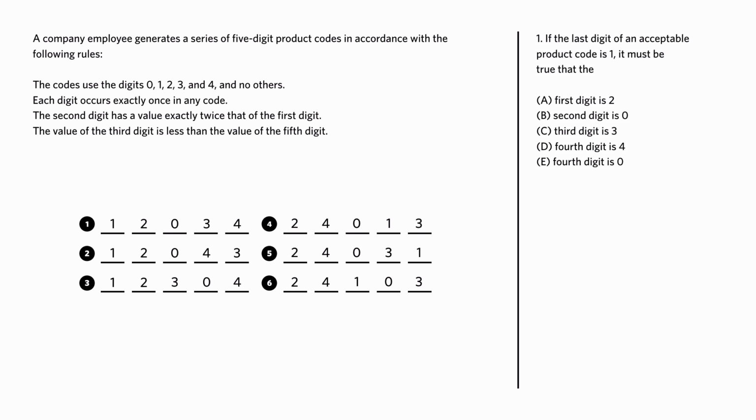Here's the first problem. Please pause the video if you'd like to try it on your own first before hearing the explanation. If the last digit is 1, we know we're dealing with the 5th frame. Looking at that frame in the answer choices, A is the only answer that has to be true. And so, A is correct.